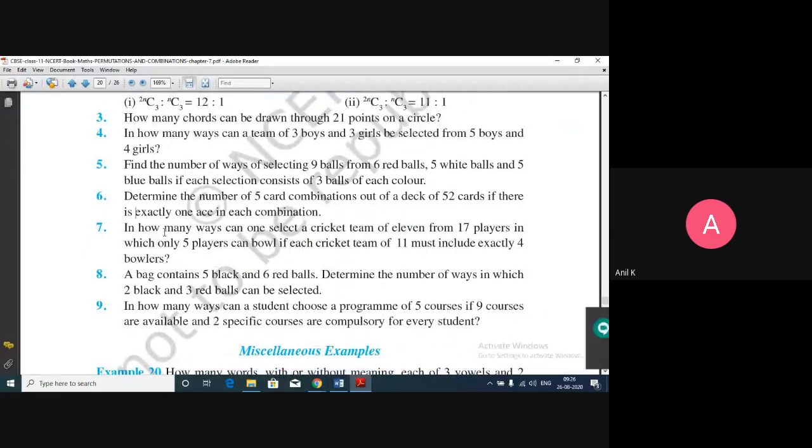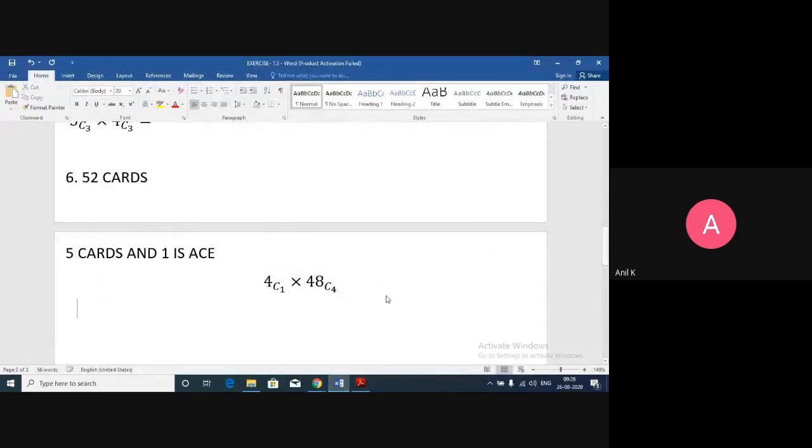Seventh one: in how many ways can one select a cricket team of 11 from 17 players in which only 5 players can bowl, if each cricket team of 11 must include exactly 4 bowlers? Total you have 17 players, out of 17, 5 can bowl. So first write down what data is given. You have 17 players, out of 17 have 5 bowlers.